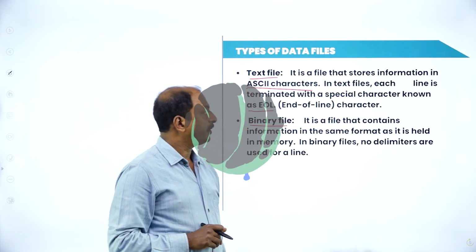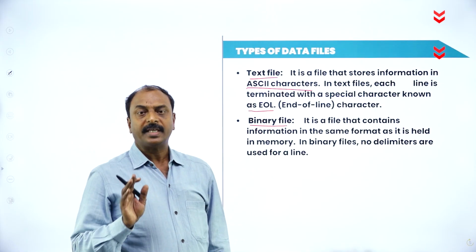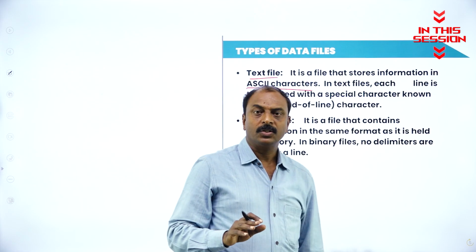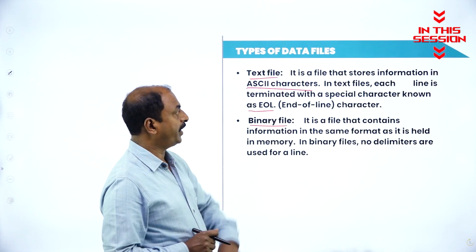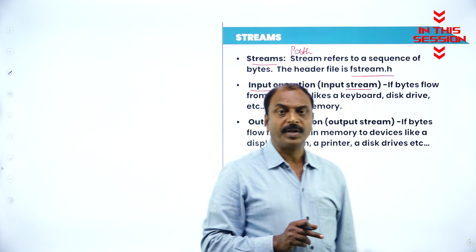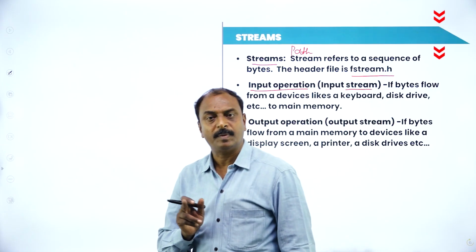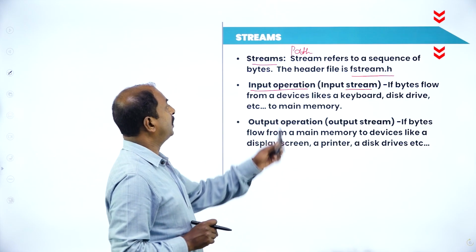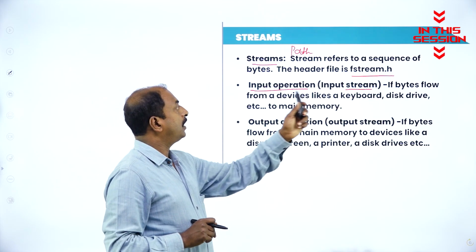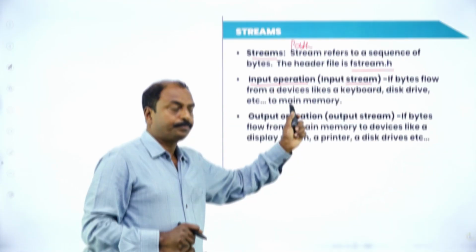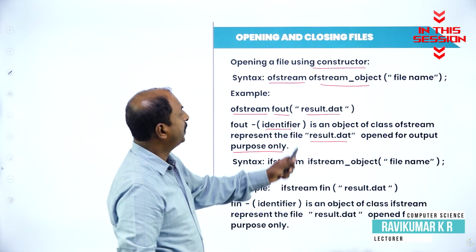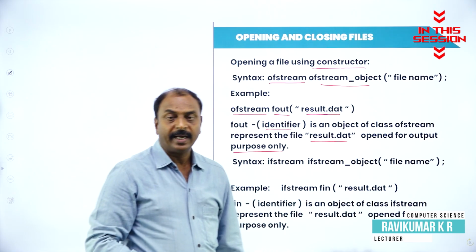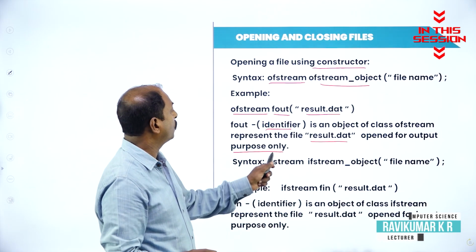A text file is nothing but it stores only characters which are available on keyboard or input device. So this is a text file. Any data which flows from input device to computer memory, that is through the input stream, is called an input operation. The ofstream we are using for output purpose. So here the file result.dat is opened for output operation.